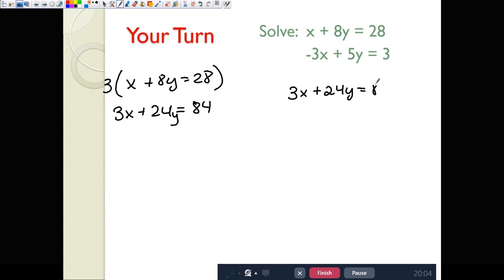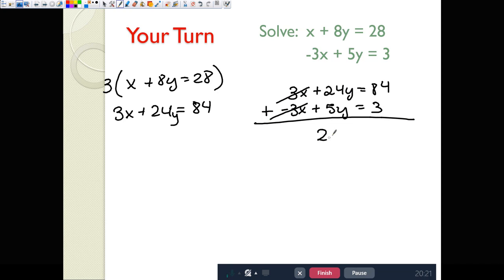And I'm gonna add negative 3x plus 5y equals 3. I'm adding. So 3x plus negative 3x is 0. And 24y plus 5y is 29y. And 84 plus 3 is, and I'm going to divide by 29. And what does y equal?